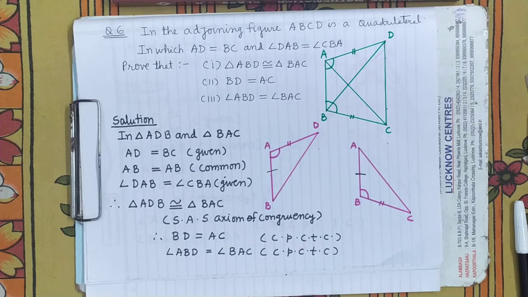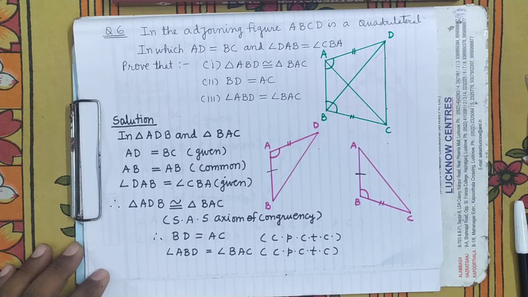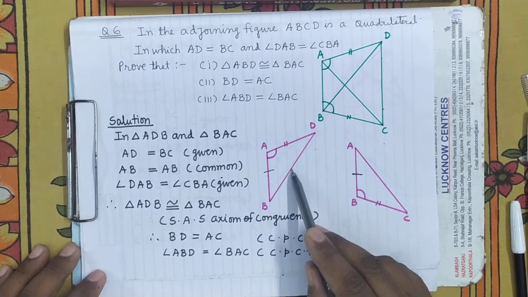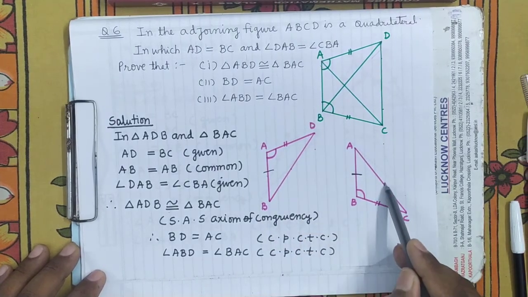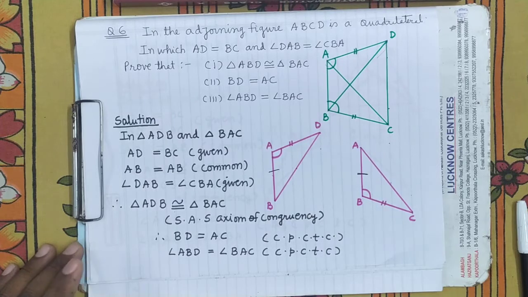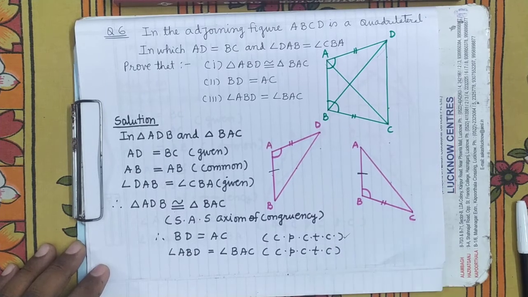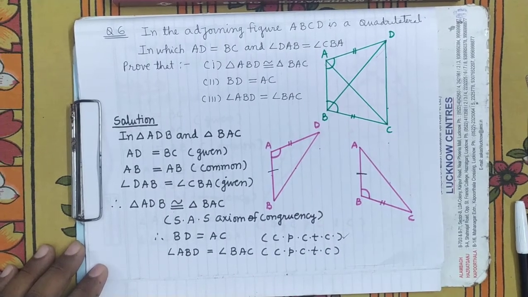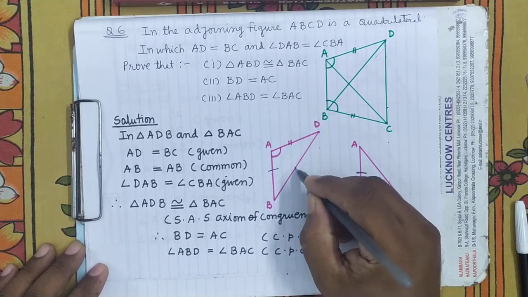It's clear? Now, you have to prove BD equals AC. So you can see here BD is the third side of this triangle, so it will be equal to the third side here. So BD will be equal to AC. They will be corresponding parts. Therefore, by CPCTC, they will be equal. It is clear that you can show by dot.